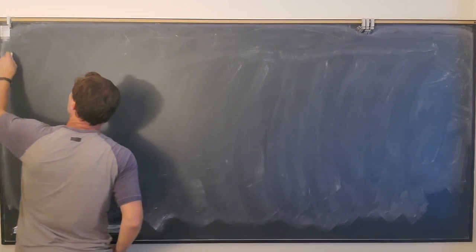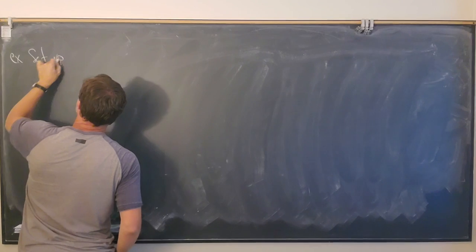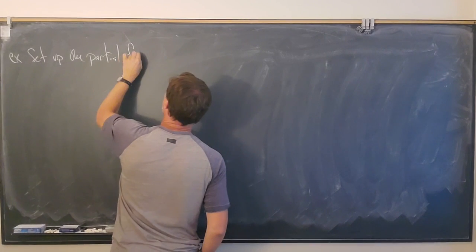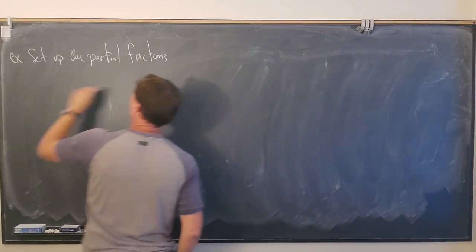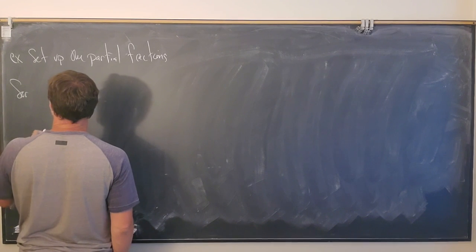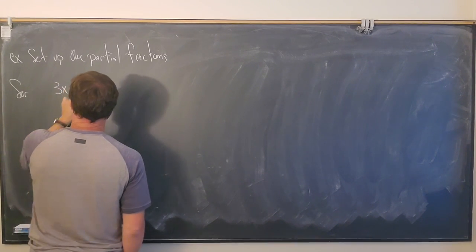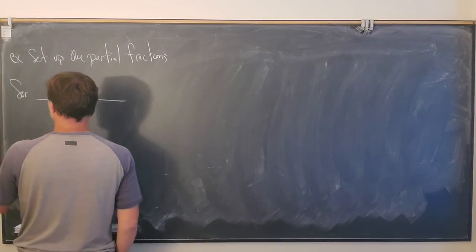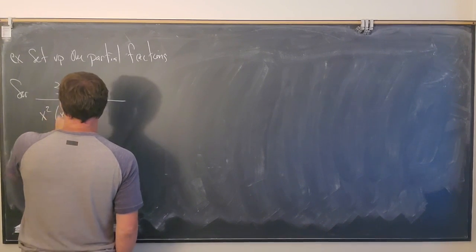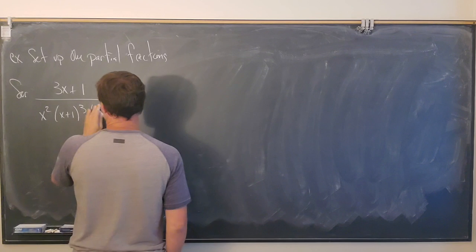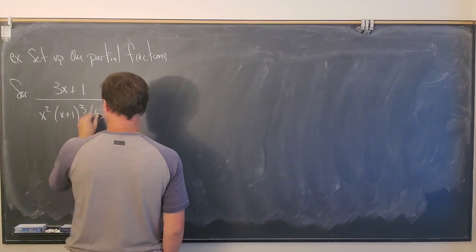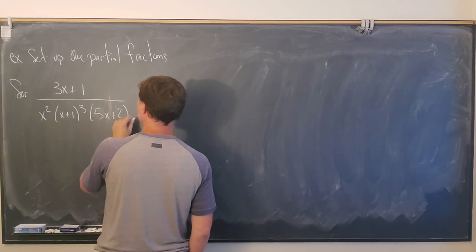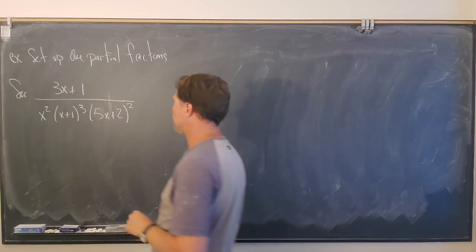So let's set up the partial fractions for 3x plus 1 divided by, and I'll write it in factored form, x squared times x plus 1 cubed times, let's not do a 3, let's do a 5x plus 2 raised to the second power. Okay, so let's not make it too complicated.